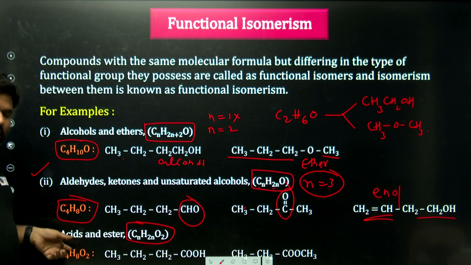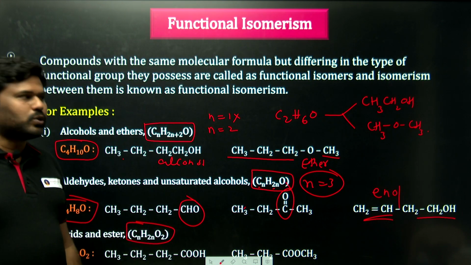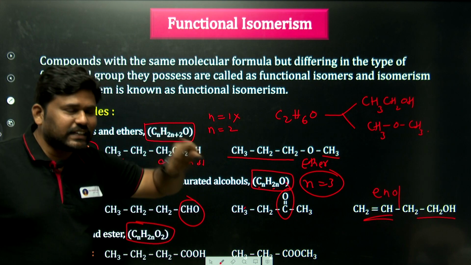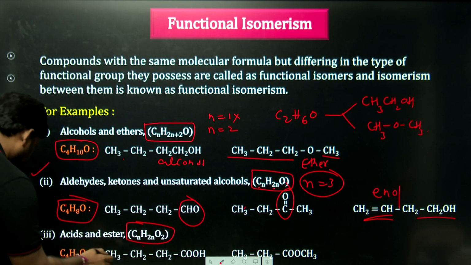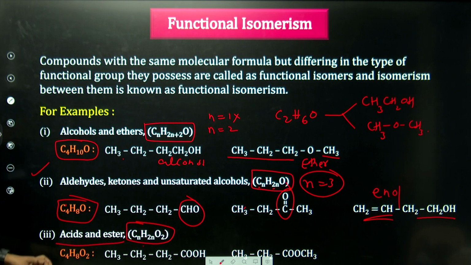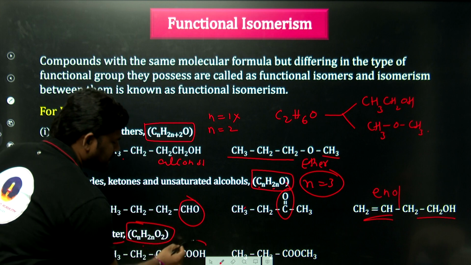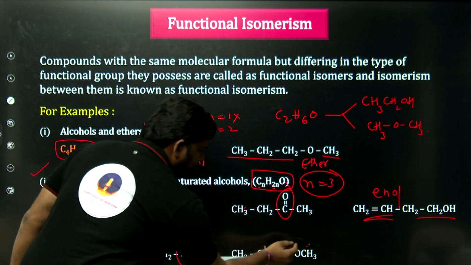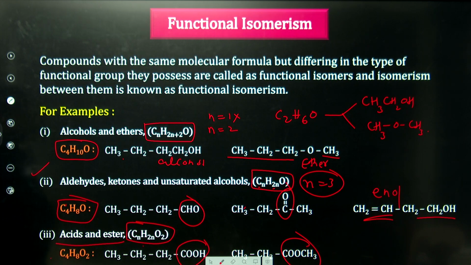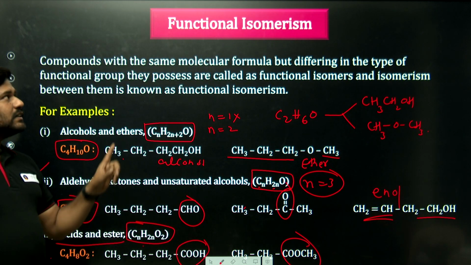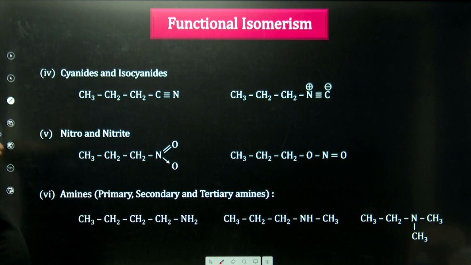Third one, acids and esters. What is the general formula? CnH2nO2. In the previous one there was 1 oxygen, but here there are 2 oxygens. That is acids and esters. For C4H8O2, we have the acid group and the ester group. COOH is called the acid group, and COOCH3, that is C double bond O with CH3, is called the ester. So acids and esters belong to functional isomers.